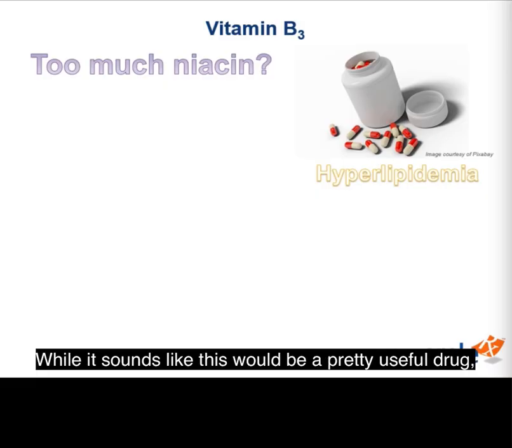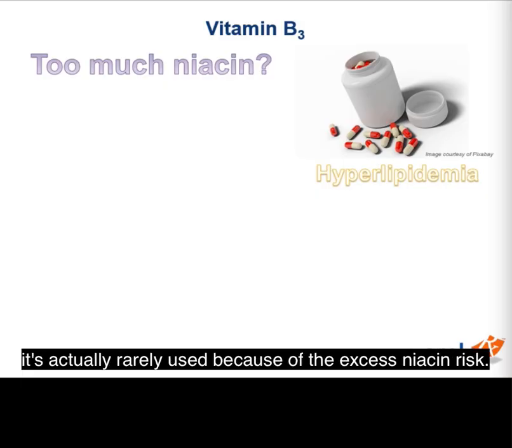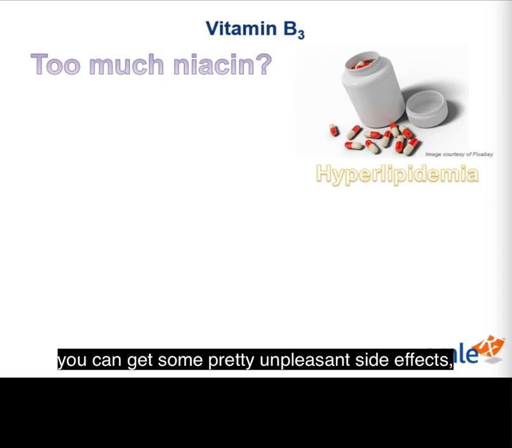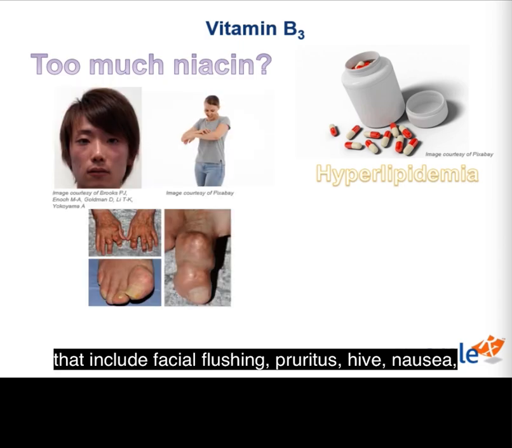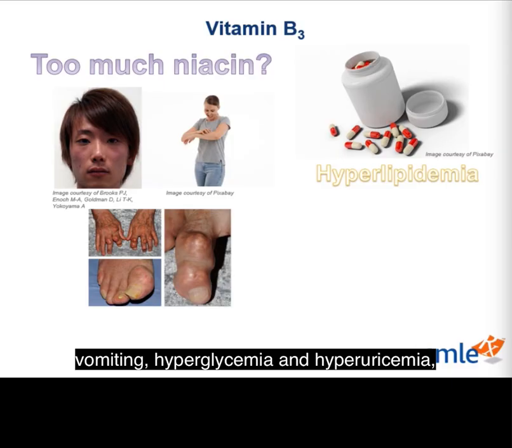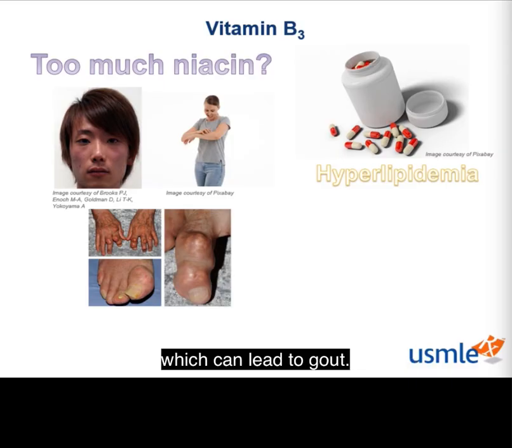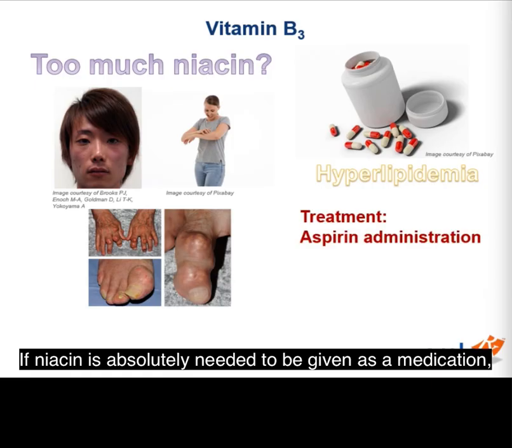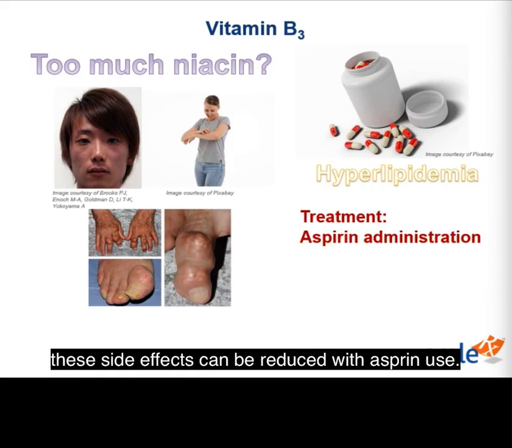While it sounds like this would be a pretty useful drug, it's actually rarely used because of the excess niacin risk. Since you have to give so much niacin to see the effects, you can get some pretty unpleasant side effects that include facial flushing, pruritus, hives, nausea, vomiting, hyperglycemia, and hyperuricemia, which can lead to gout. If niacin is absolutely needed as a medication, these side effects can be reduced with aspirin use. Aspirin works by inhibiting prostaglandin production, the cause of niacin-induced facial flushing, not histamine.